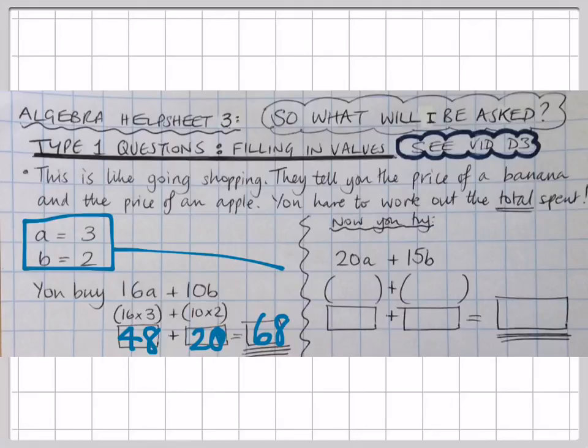Let's use the same prices over here. So 20A and 15B means 20 apples and 15 bananas. 20 times A would be 20 times 3. 15 times B would be 15 times 2. 20 times 3 would give you 60. 15 times 2 would give you 30. So our total spend would be 90.